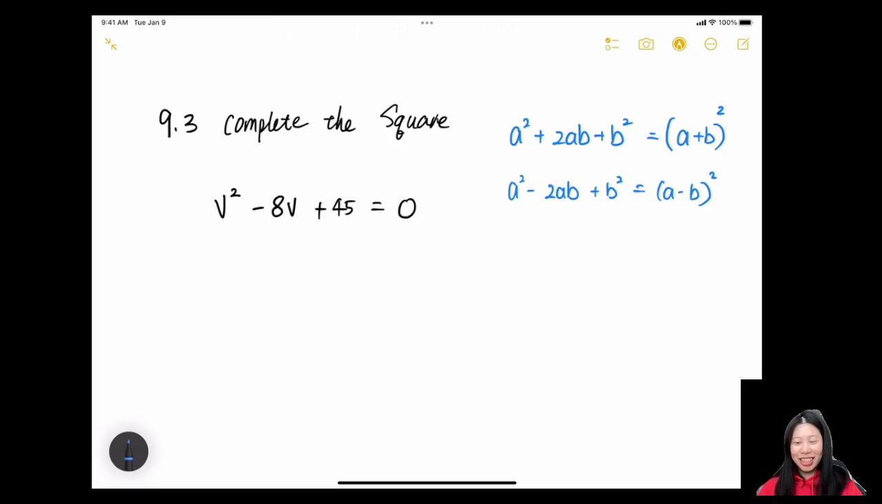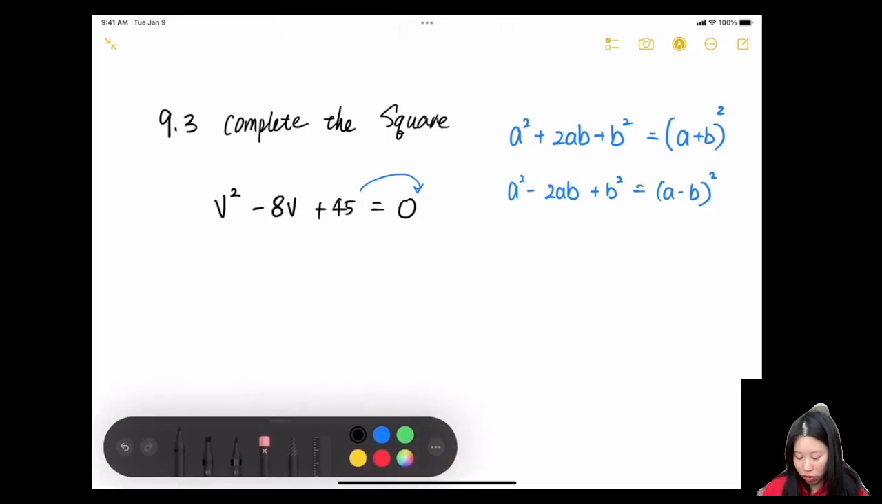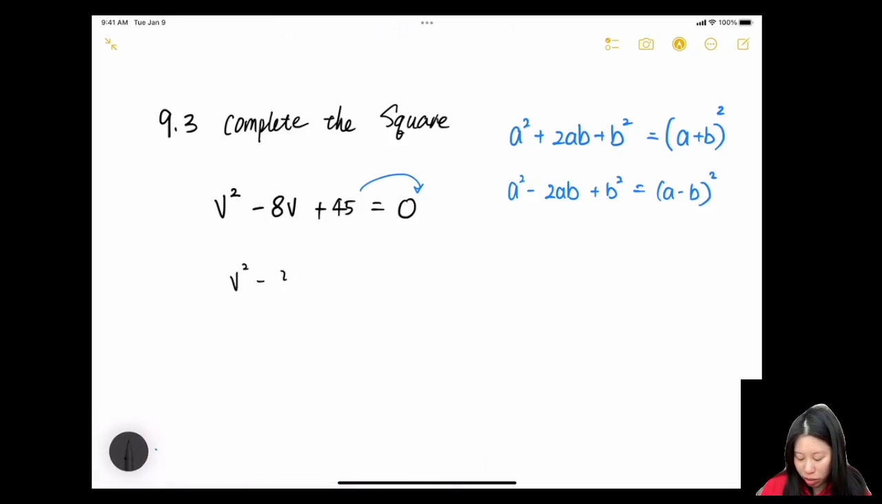Okay, so now take a look. The first step is we move the constant term to the right. So let's subtract 14.5 on both sides. So v squared minus 8v equals negative 14.5. So now we have a squared, the first term, and the second term, which is 2ab.